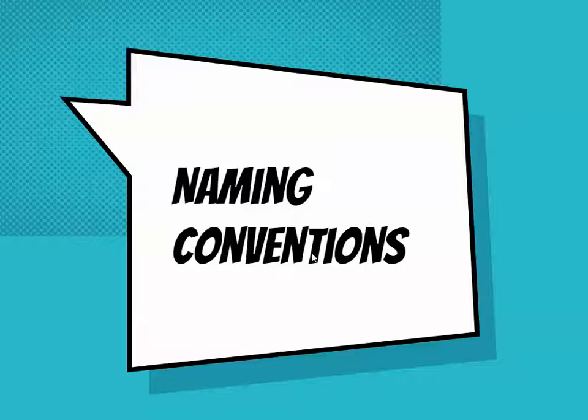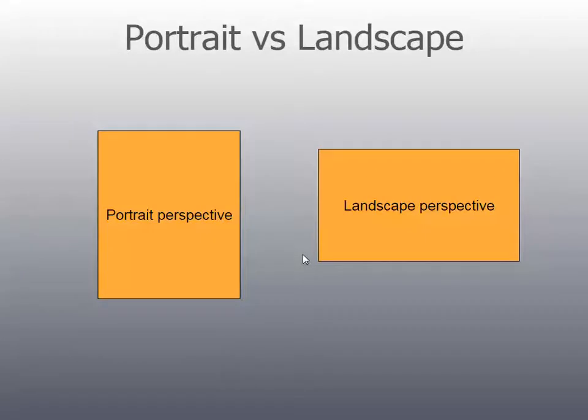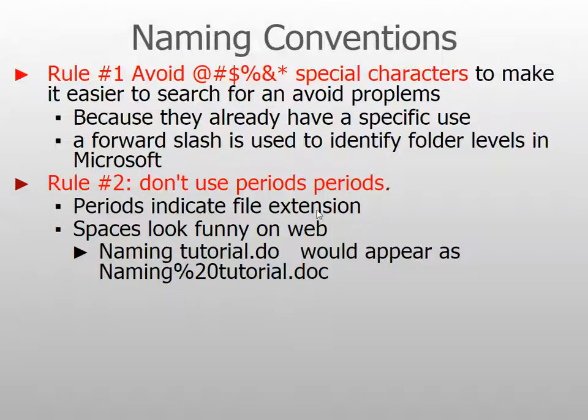All right, now let's talk about naming conventions. So we talked about how to name stuff. By the way, this is the portrait landscape where it's taller than it is wide. This would be like a picture of people. A landscape is where it's longer. And I think that's going to be part of the test, so I wanted to make sure you knew that terminology.